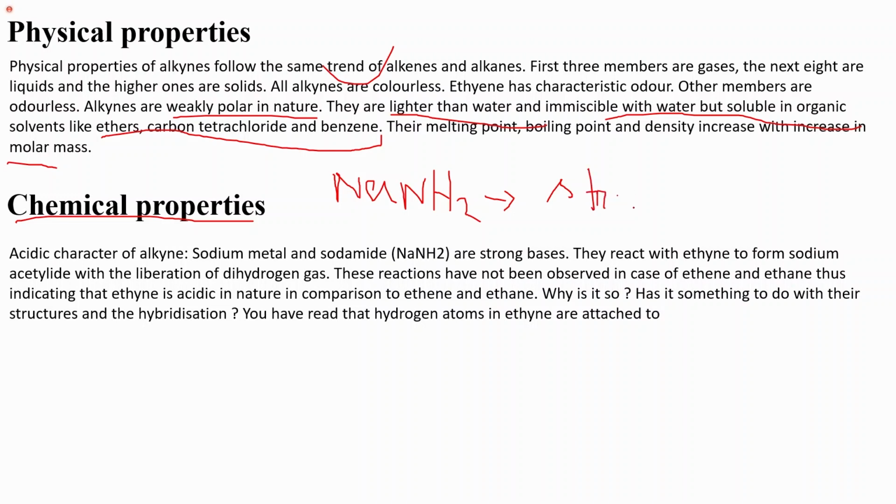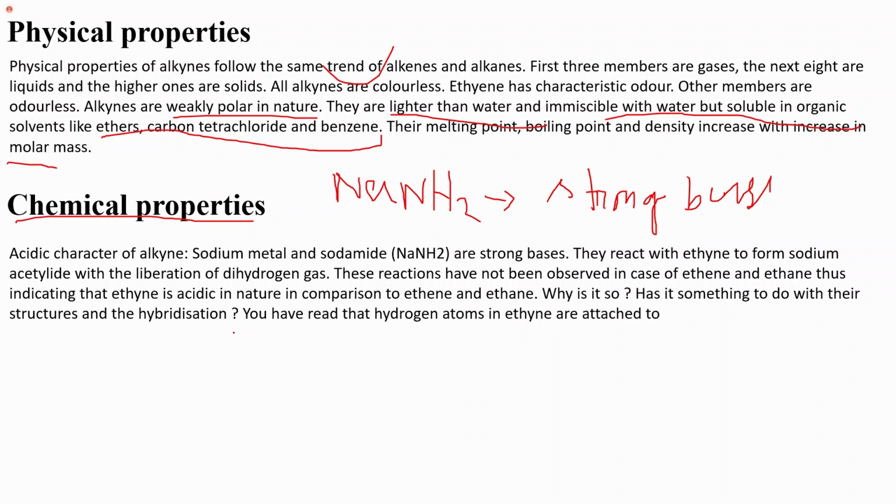This is a strong base, and it reacts with ethyne to form sodium acetylide. So what is sodium acetylide? I will come to that, how it is formed, and also as a byproduct there is liberation of dihydrogen gas. This reaction is not observed in the case of ethene or ethane, indicating that ethyne is acidic in nature in comparison to ethene and ethane. Why is it so? Does it have something to do with the structure or the hybridization?